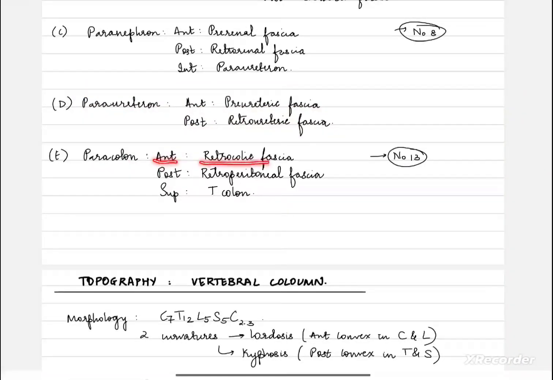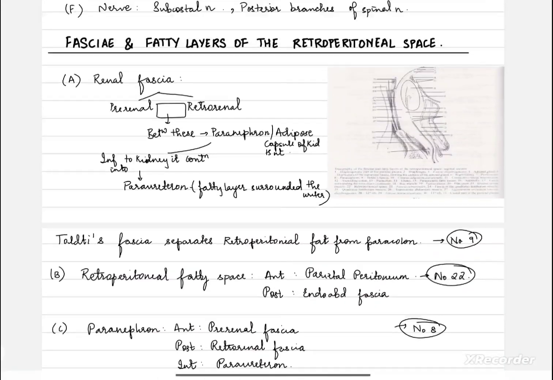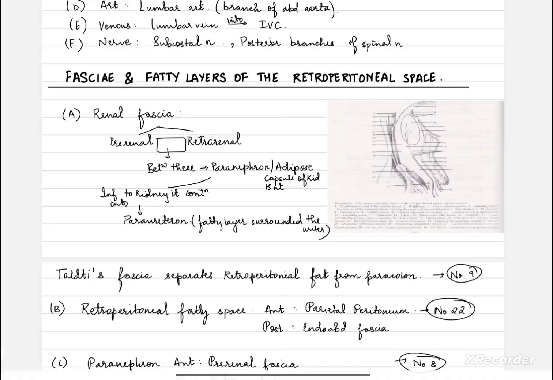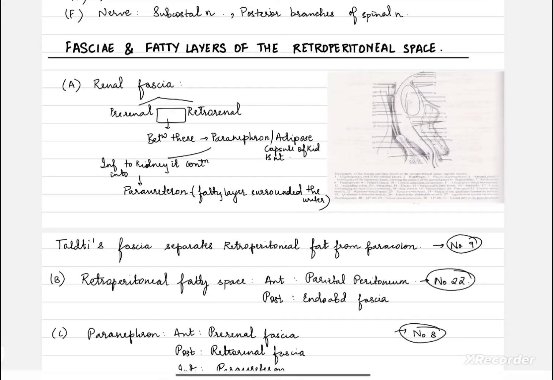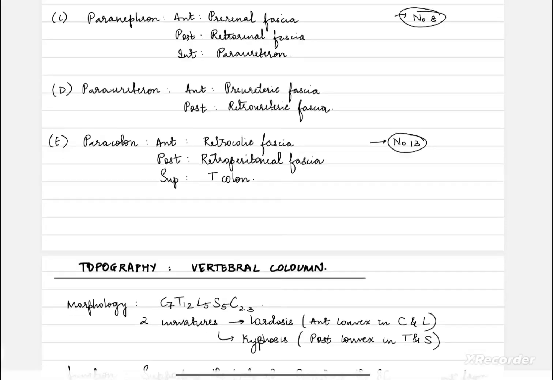Paracolon. Anteriorly retrocolic fascia, posteriorly retroperitoneal fascia and superiorly transverse colon. Now in this picture, see this is the last one, which is paracolon. Okay, this one, 13th. So anteriorly would be retrocolic fascia, posteriorly would be retroperitoneal fascia and superiorly would be transverse colon. Just remember, a paracolon is below the transverse colon, the transverse mesocolon.